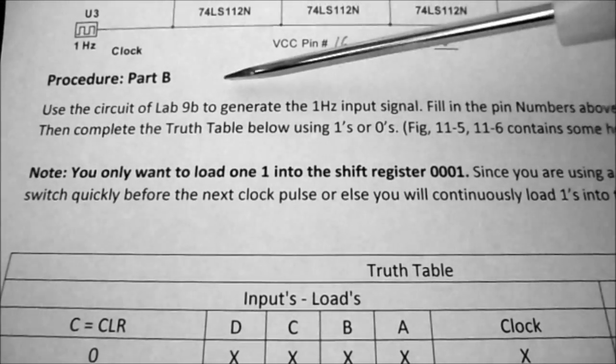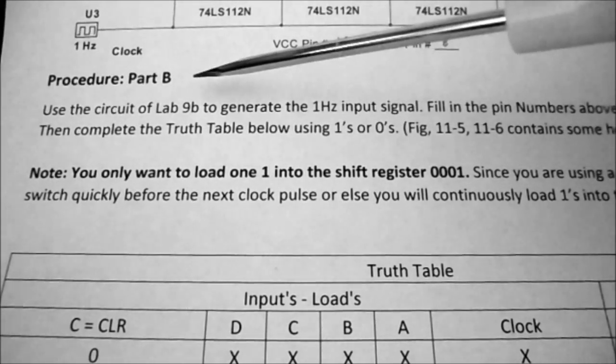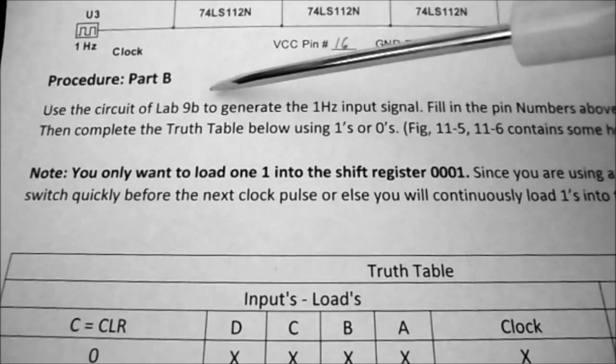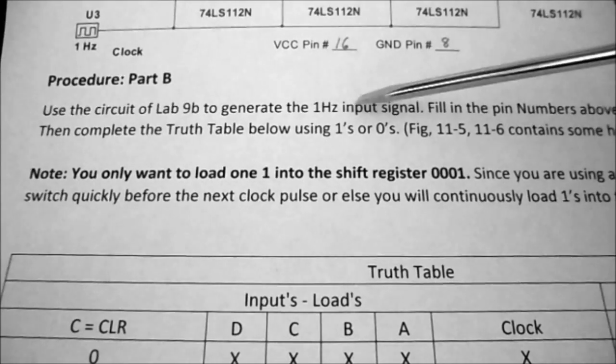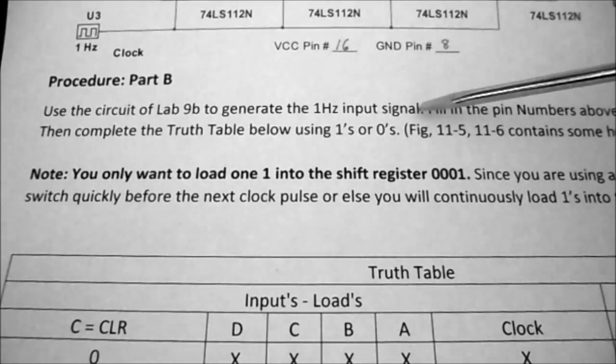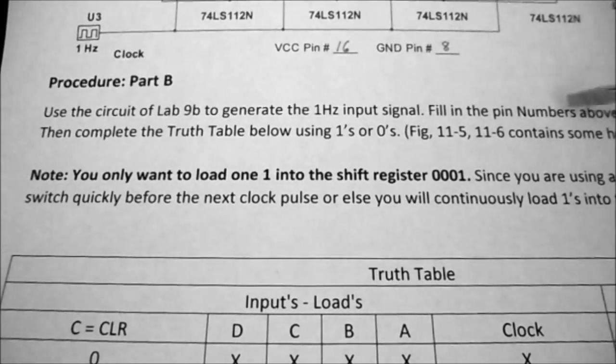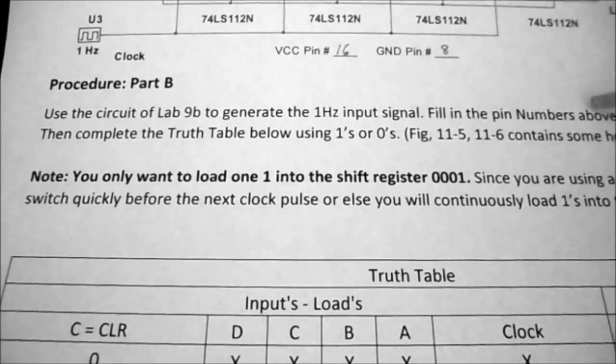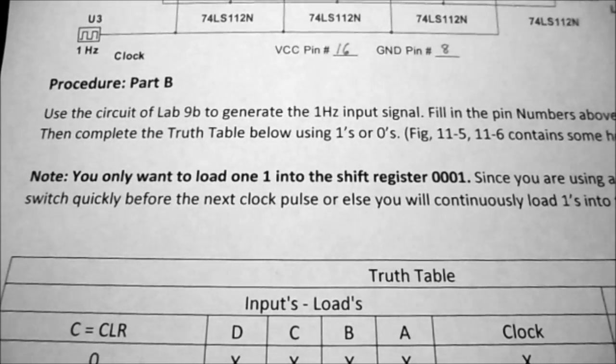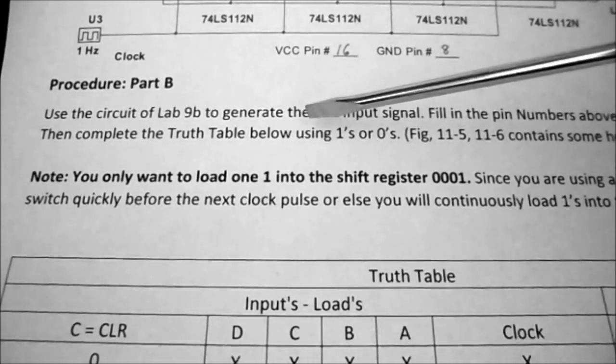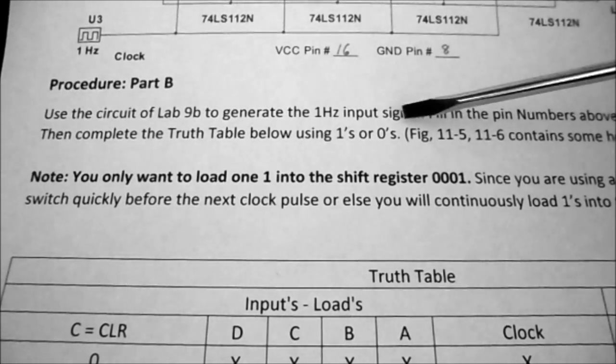Under the procedure for Part B, you can see that we're going to use the circuit of Lab 9B to generate the 1 Hertz signal that we've been doing all along. We have to fill in the pin numbers above, which is very important. We're going to construct and test the circuit, then complete the truth table below using 1s and 0s.